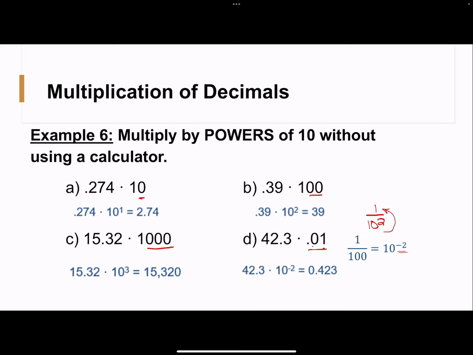Now in this case, since I am multiplying by a negative exponent, I'm going to move my decimal point 2 places to the left. So I get 0.423.